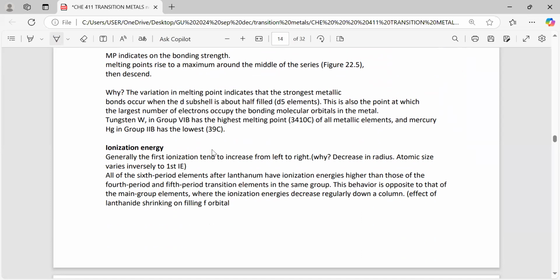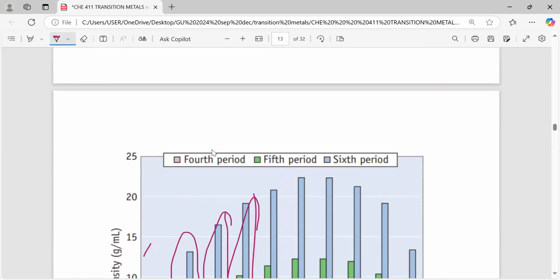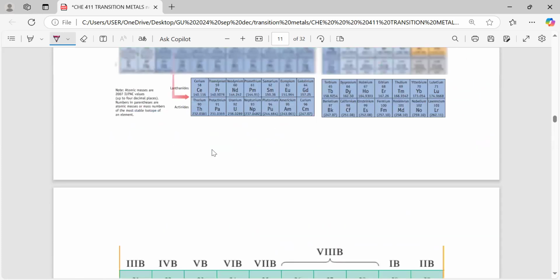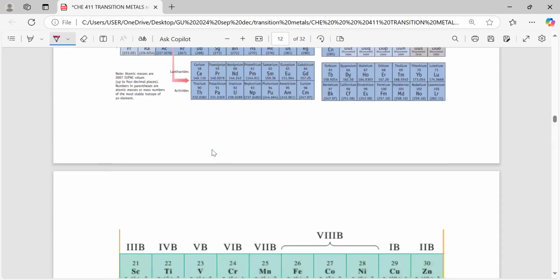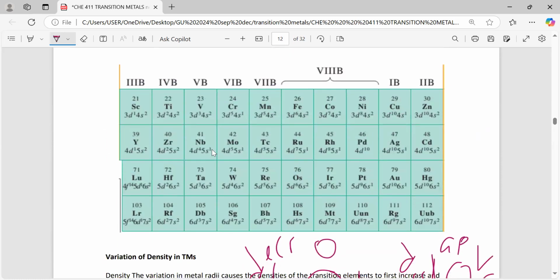Why? The variation in melting point indicates the strongest metallic bond. So remember, we are dealing with metals, okay? So what does it mean? It means the strongest metallic bond occurs when the d orbital is half filled, okay? So again, it's so straightforward, if we must always be putting our periodic table in mind. The periodic table of transition elements. Forget about the rest, but this is the periodic table of the transition elements.